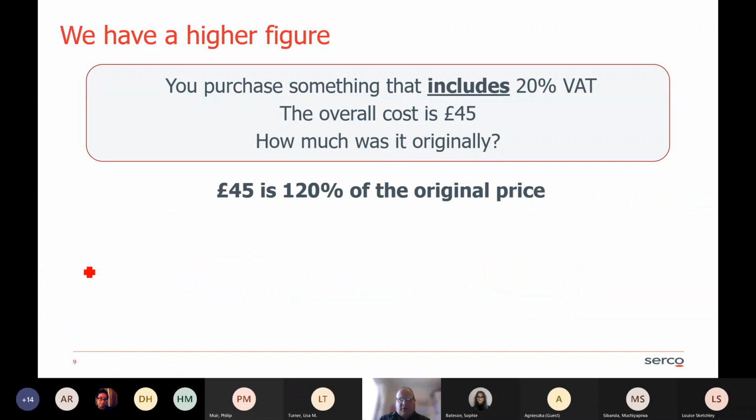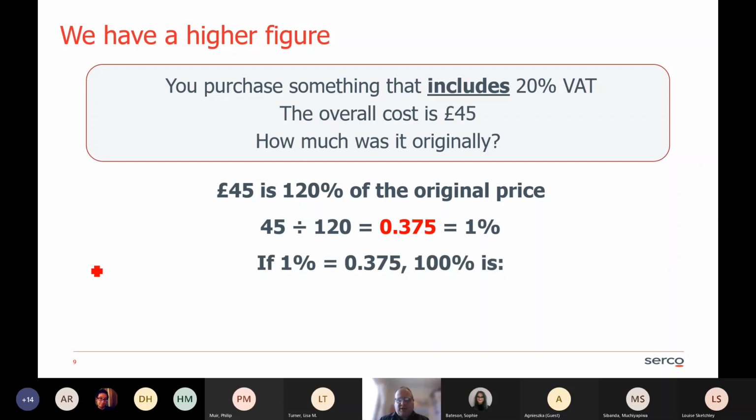So we know that £45 is 120% of the original price because it's the original price and the 20% VAT. If we do 45 divided by 120, that gives us a figure, which is our figure for 1%. And so if 1% equals 0.375, 100% must be multiplied by 100, which is £37.50, and therefore that's our original price. Okay, I hope that made sense, but I'll give another example and it might make sense again.